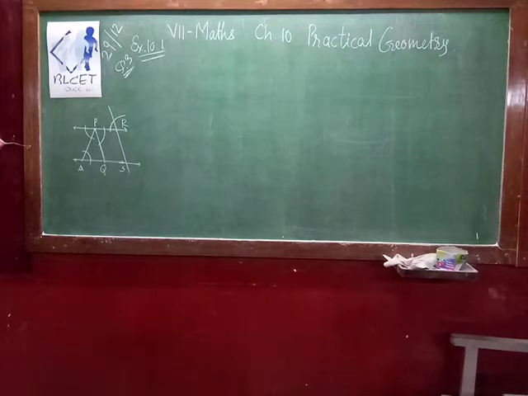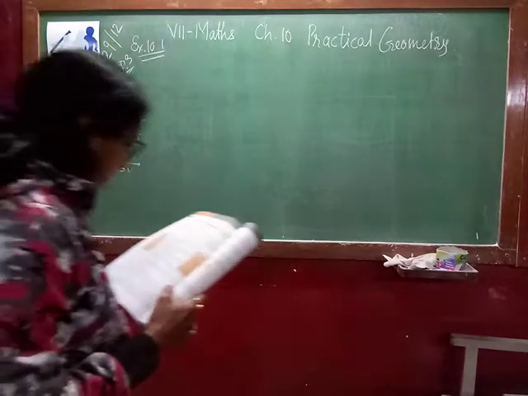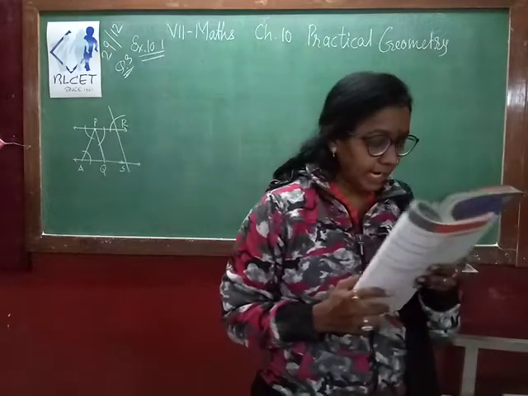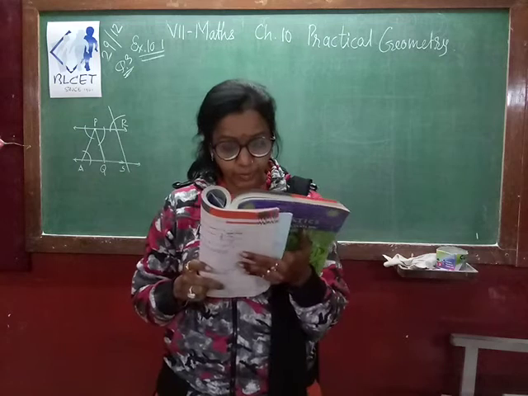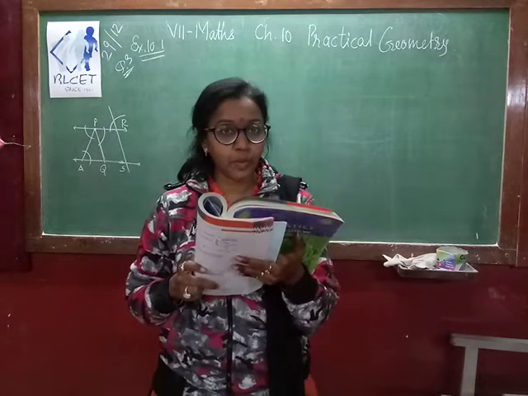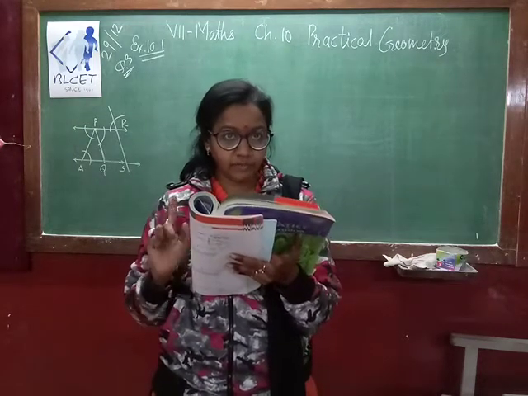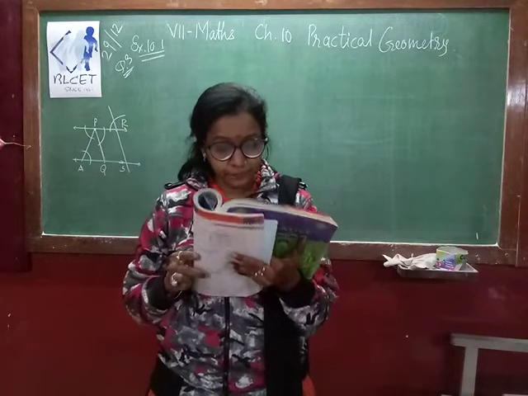Welcome back students. Now we will see the construction 3. Let L be a line and P be a point not on L. Through P draw a line M parallel to L. So this is your first part, first construction that we already learned.